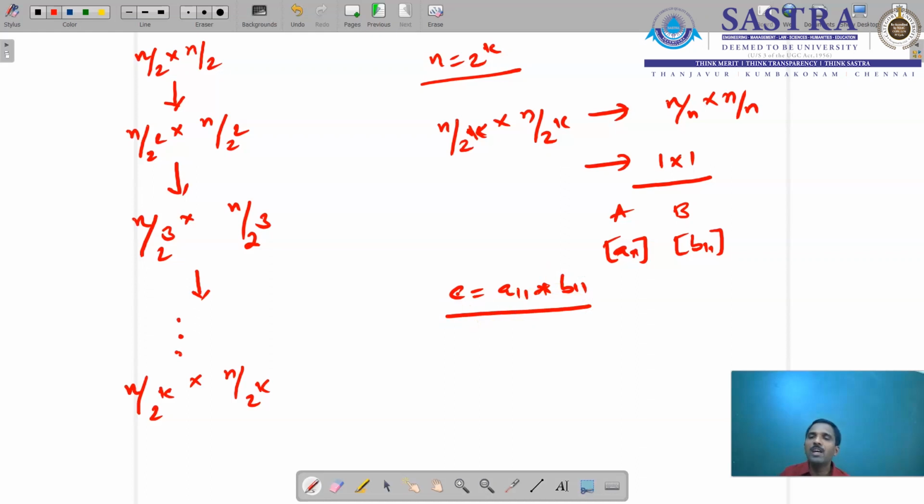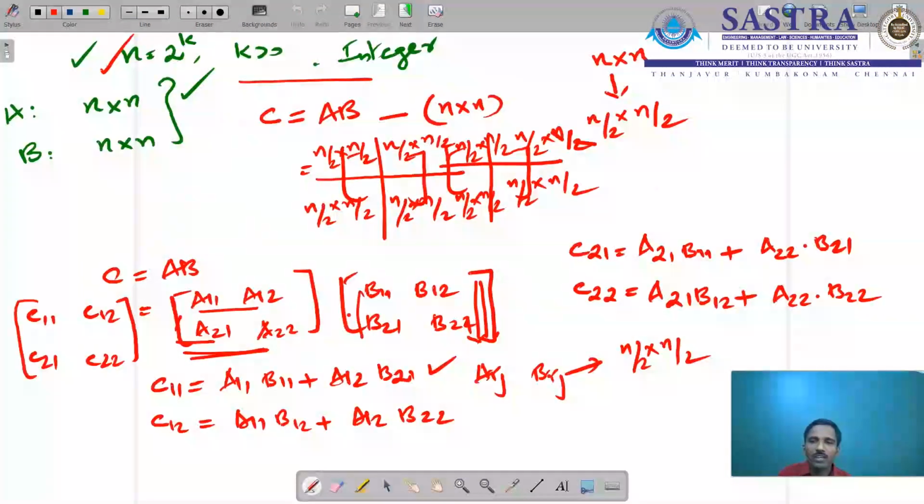Because A and B are 1 by 1 matrices, with one row and one column each, the product of A and B is obtained and stored in the resultant value or resultant matrix C. So how long are we applying this divide and conquer logic?